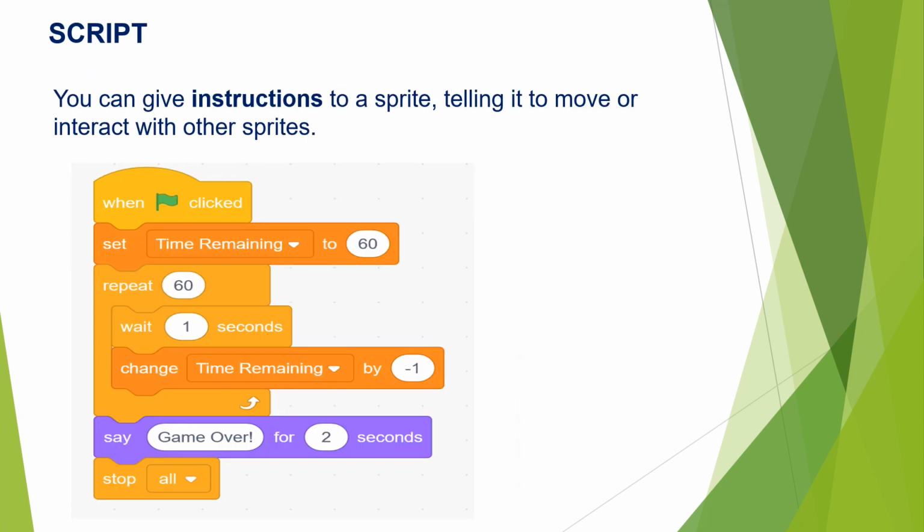Script. You can give instructions to a sprite, telling it to move or interact with other sprites, to tell a sprite what to do. You snap together the given blocks into a stack called a script.